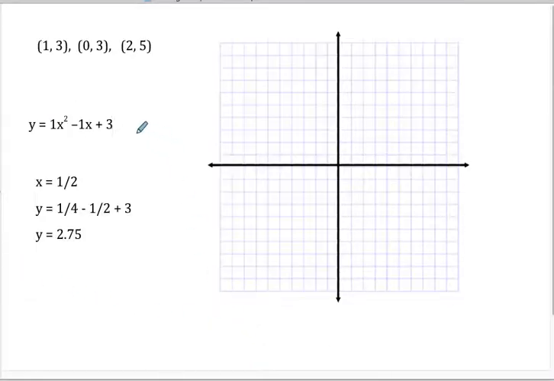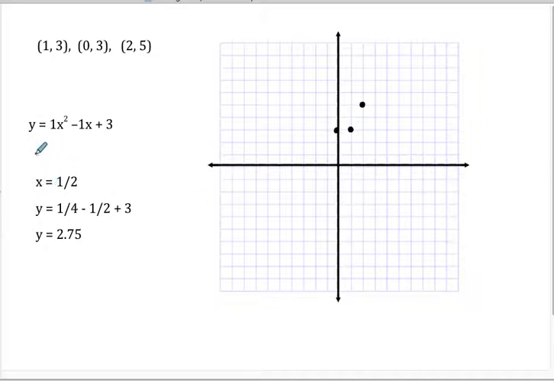I can then use that equation to graph my parabola. First, of course, I'd like to graph those 3 points. So 1, 3, 0, 3. The vertex has got to be somewhere in between there, right? And 2, 5. Looking at my equation, I know that this is going to open up because my a value is positive 1. But I still need to find the vertex.